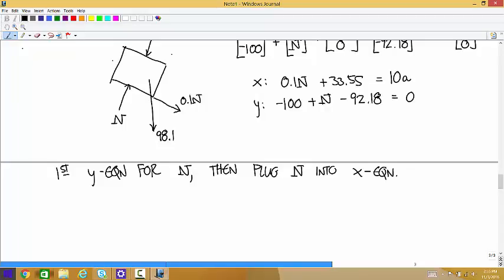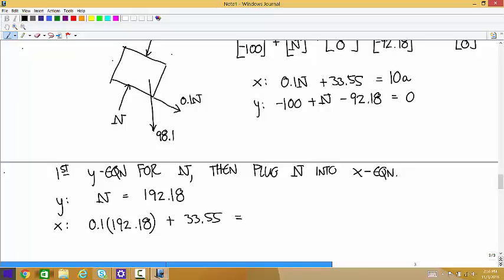So the y equation says n is equal to 192.18. And so now if we plug that into the x equation, we get that 0.1 times 192.18 plus 33.55 is equal to 10a. Everyone follow where this equation came from?